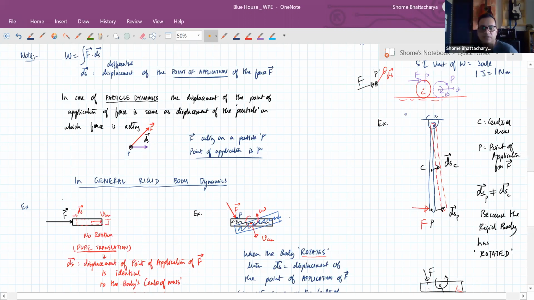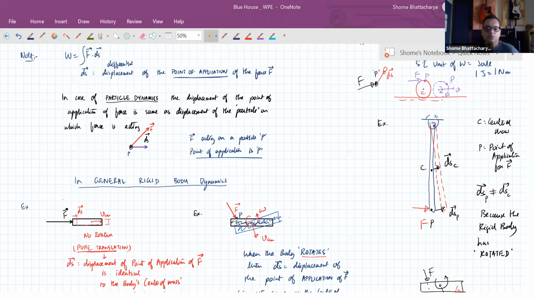The point of application's displacement, as you can see in the diagram clearly, is different from the center of mass's displacement. So in that situation, we have to make a distinction that in the definition of work done, the displacement is the displacement of the point of application of the force and not of the center of mass of the body. Whereas in the case of a particle, we don't have to make any distinction because the particle's displacement is the same as the point of application's displacement. Is it clear, Srishti? Okay, very good.